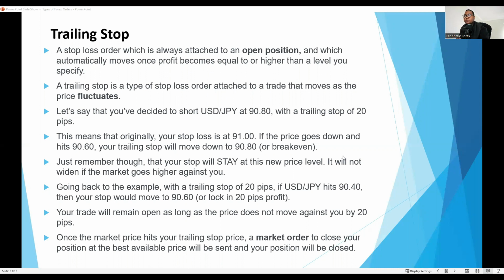Going back to the example of a trailing stop of 20 pips, if the USD JPY hits 90.40, then your stop would have moved to 90.60. So it always moves 20 pips, and of course you can always modify it as well.